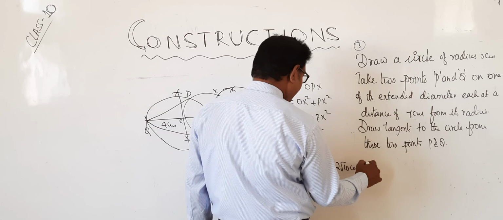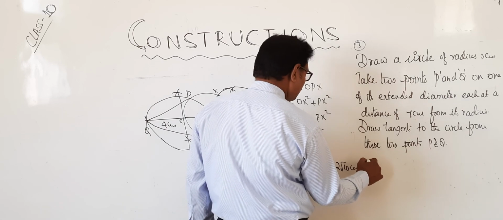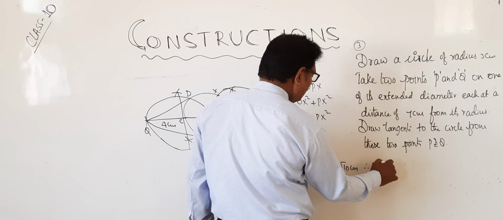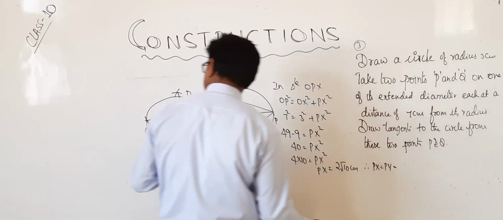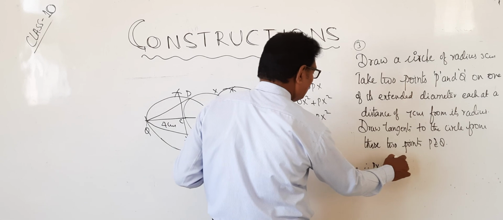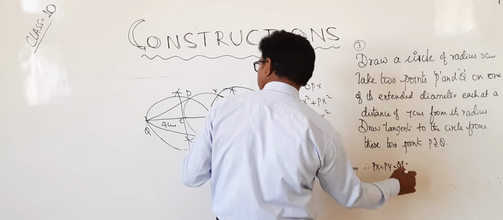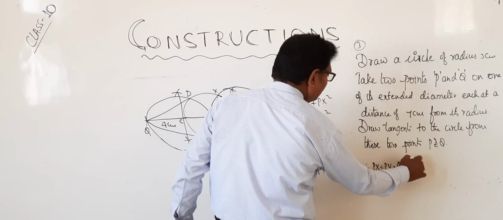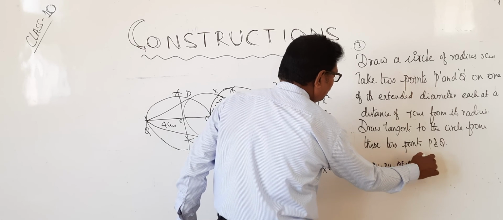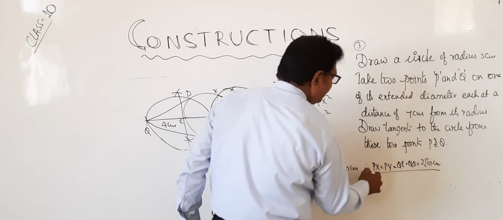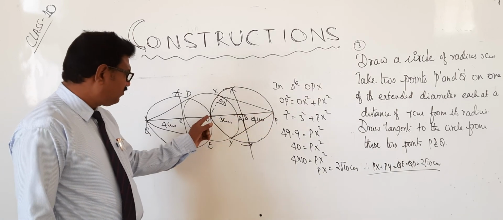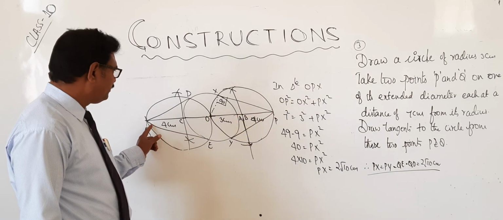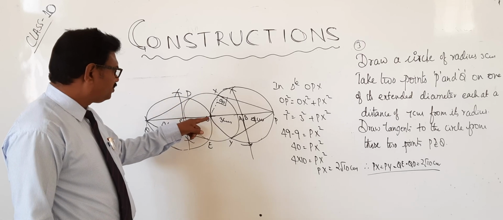Therefore not only PX, it is PY also. PX is equal to PY, the same. Here also QE is equal to the same, and QD is equal to 2 root 10 centimeter, because here to here is also 7 centimeters, and from here to here also 7 centimeters. Okay? Therefore first you draw like this.